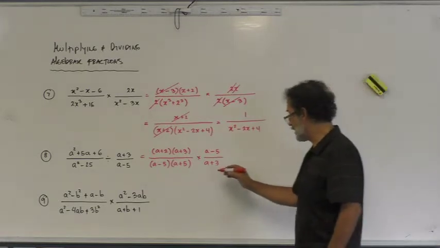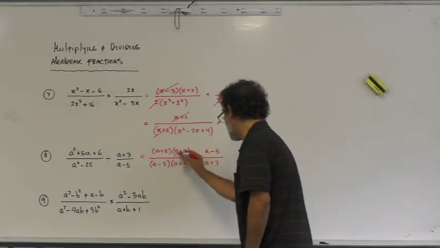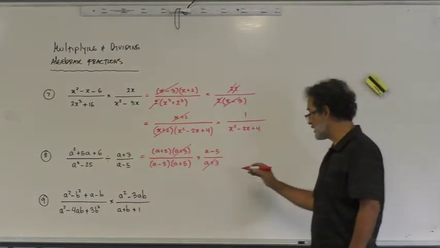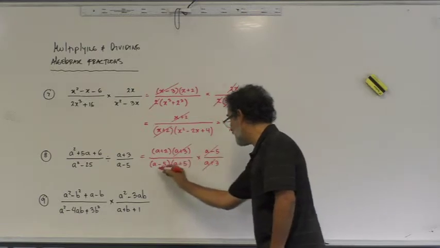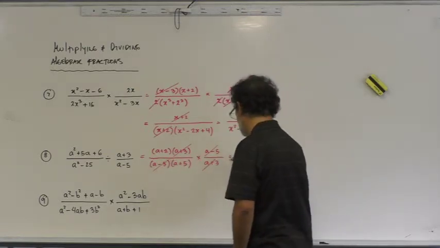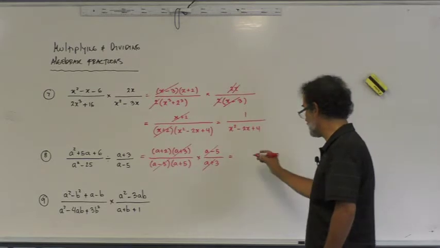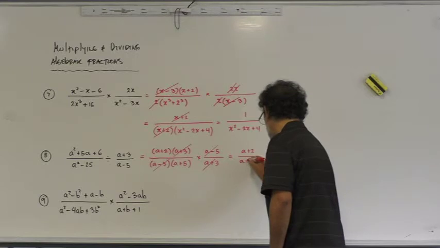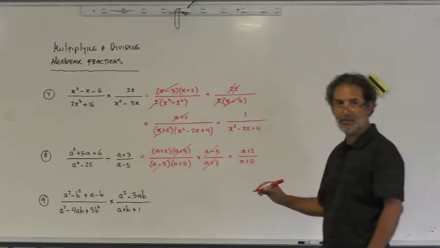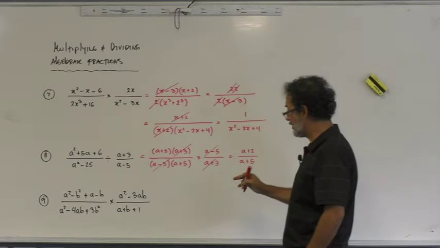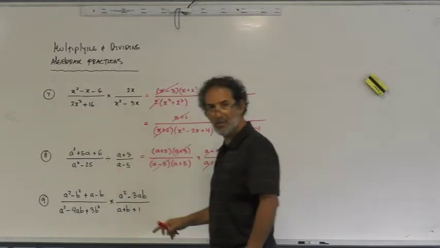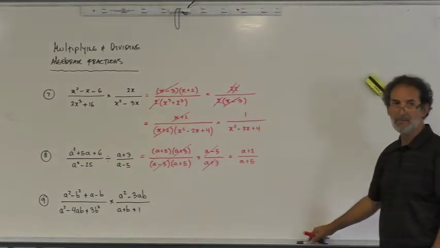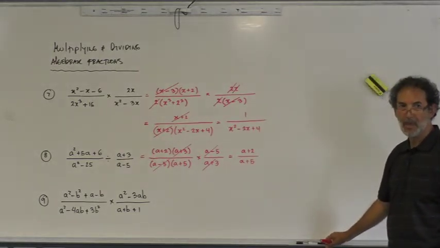Now can you see that we can get rid of this, and also we can get rid of that? Can you see that we can also get rid of this and get rid of that? So that means that the answer at the end is equal to a plus 2 over a plus 5. That's it. So at the end of the day, this very intimidating division is equal to this. Got that? Any question?